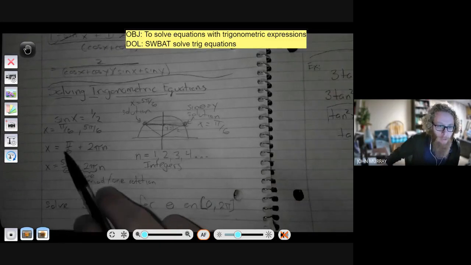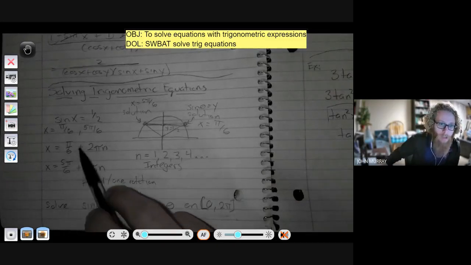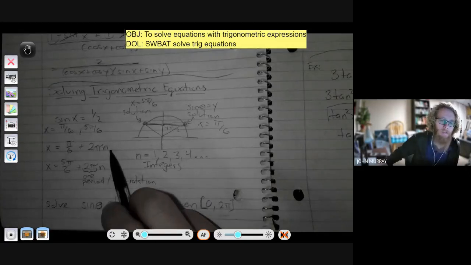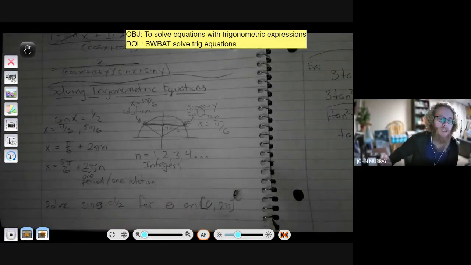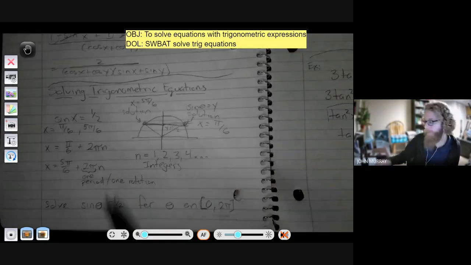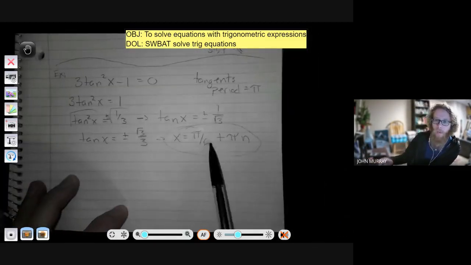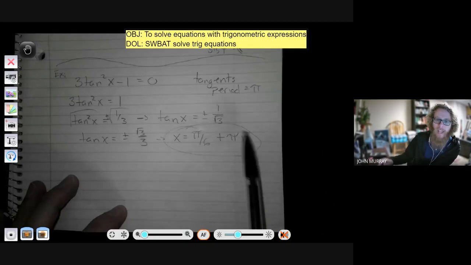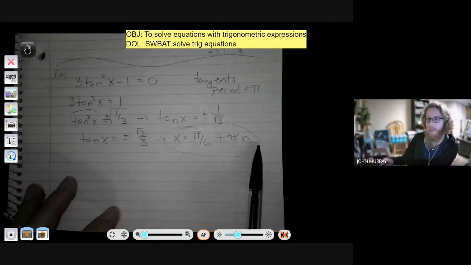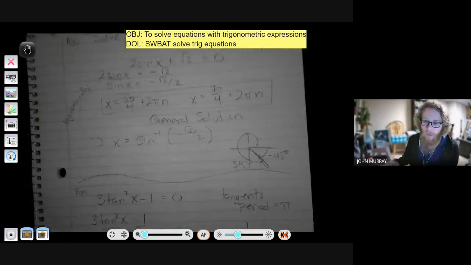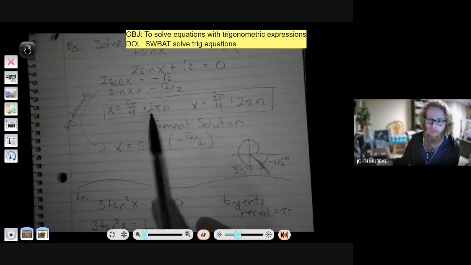So we have our general form, which is the original answer, and then we add 2 pi n, okay? And that is for sine, cosine, cosecant, and secant. For tangent and cotangent, our period is pi, so we just add pi n. And again, n is just a natural number. So, whole numbers, 1, 2, 3, 4, 5, 6. These are known as the general solution.